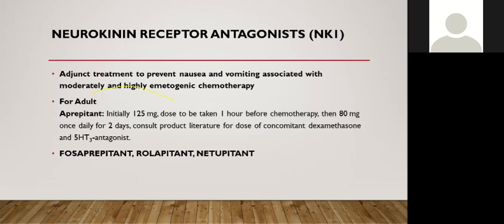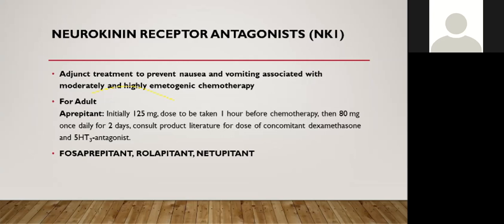A word about the NK1 or neurokinin receptor antagonist. It's a newer one. It's an adjuvant for the treatment of chemotherapy-induced nausea vomiting, and it's currently been used for nausea vomiting associated with moderately and highly emetogenic chemotherapy. For adults, the dose is initially 120 milligram, to be taken 1 hour before chemotherapy, and then 80 milligram once daily for 2 days.